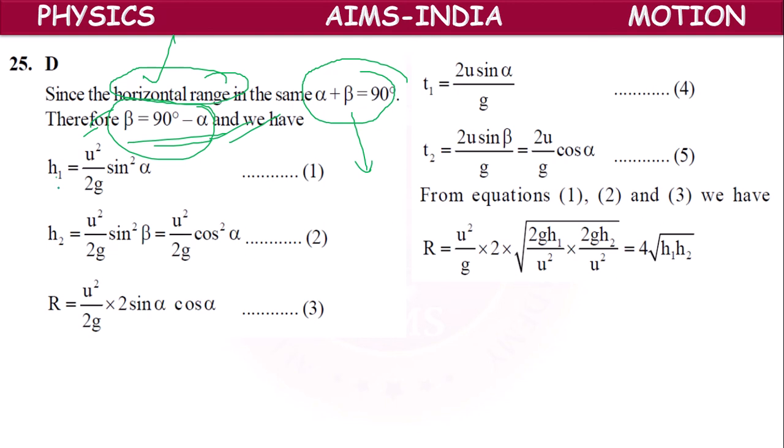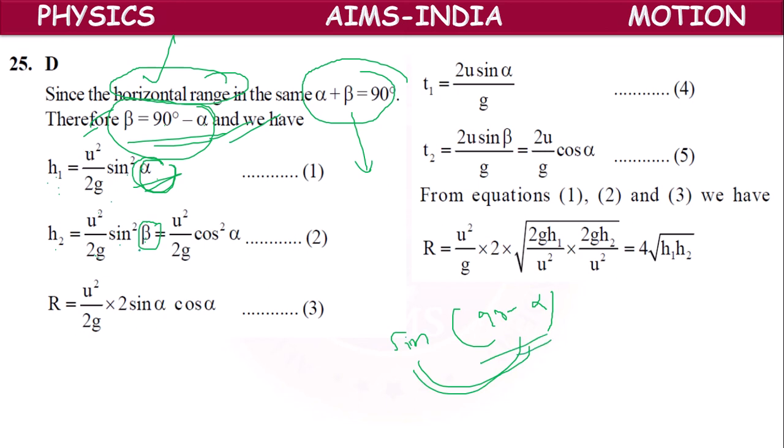So we have the formula for H1. Because the first angle of projection is alpha, the H1 formula is u square sin square alpha by 2g. The H2 formula is u square sin square beta by 2g. But in the place of beta, we can keep 90 minus alpha. Sin of 90 minus alpha becomes cos alpha, since for one right angle sin becomes cos.